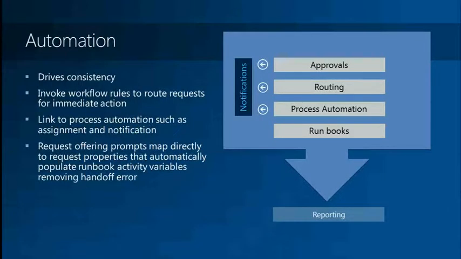Last area is automation. Automation helps drive consistency. We're able to invoke workflow rules to do things like route requests for immediate action. We're able to link to process automation activities such as notification and assignments. And as I already mentioned, we can take those request offering prompts and pass them automatically to our systems automation tasks so that they can kick off and be invoked automatically for us.